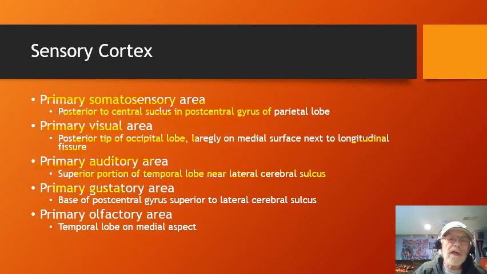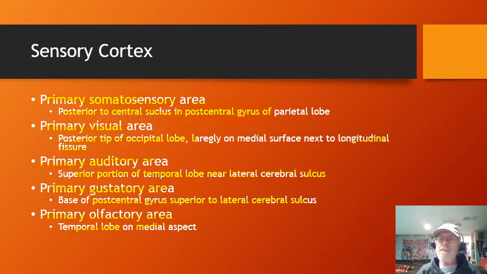We have a primary gustatory area. Gustatory means taste, eating and feeding and stuff like that. That's at the base of the postcentral gyrus, just superior to the lateral cerebral sulcus. And I'll show you exactly where that is. And a primary olfactory area. The primary olfactory area is actually on the temporal lobe on the medial aspect.